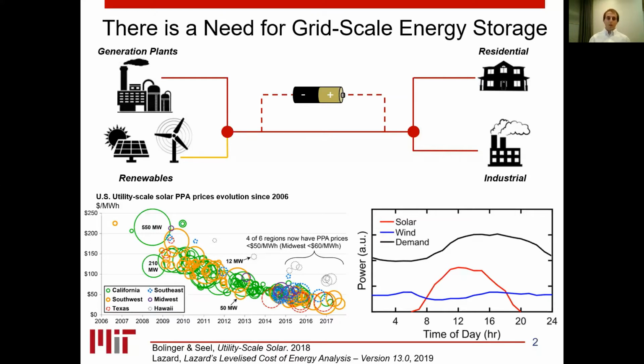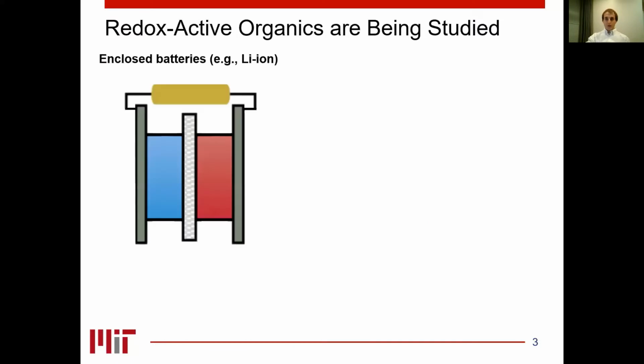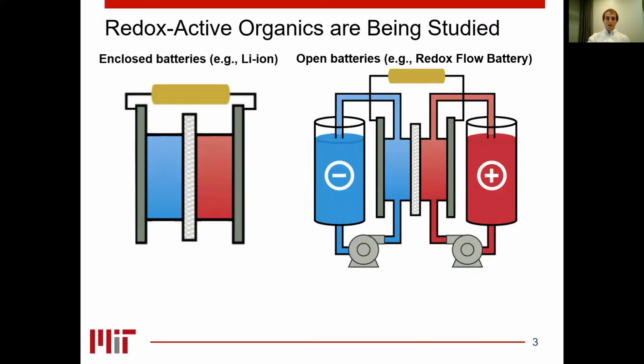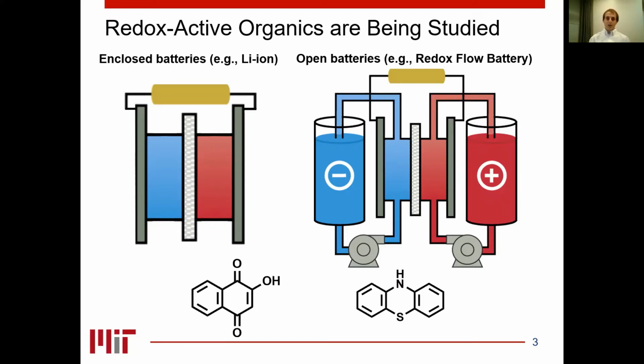Now, a wide variety of different architectures are being developed for grid-scale energy storage. Some examples include enclosed batteries, such as the lithium-ion battery, as well as open batteries. Take, for example, the redox flow batteries. Now, within each of these architectures, a large number of research avenues are being pursued. And a potentially non-obvious research avenue is the implementation of electroactive organic compounds capable of both donating and accepting electrons into both of these architectures.